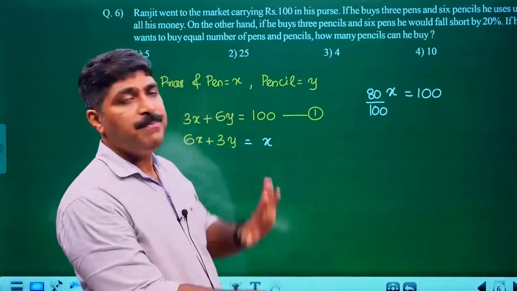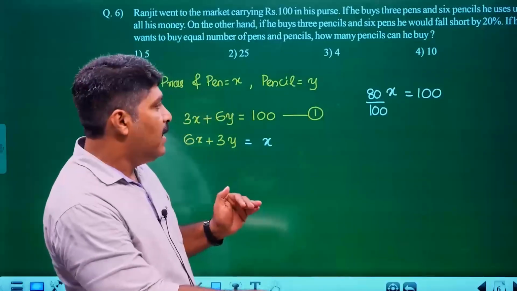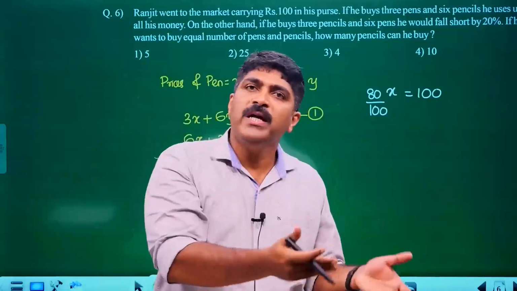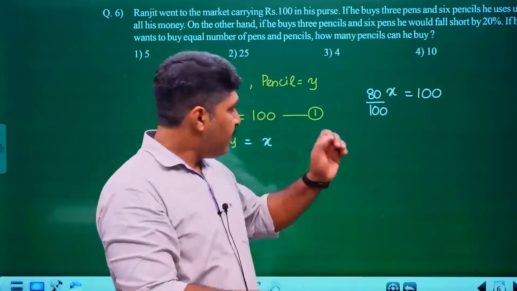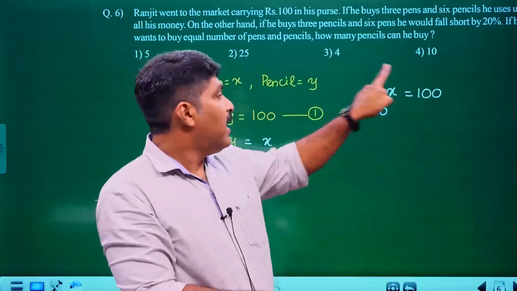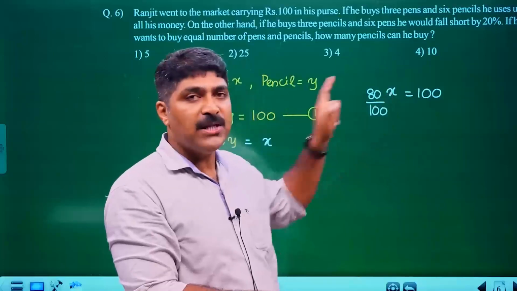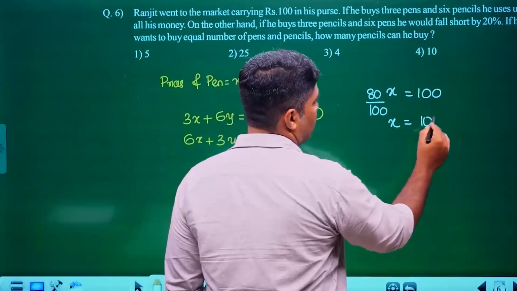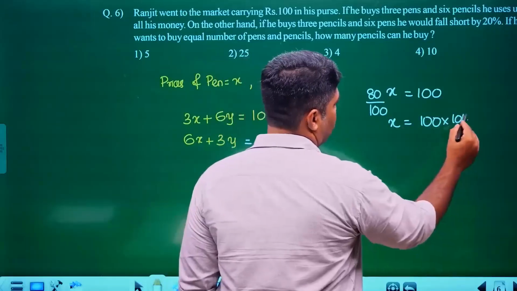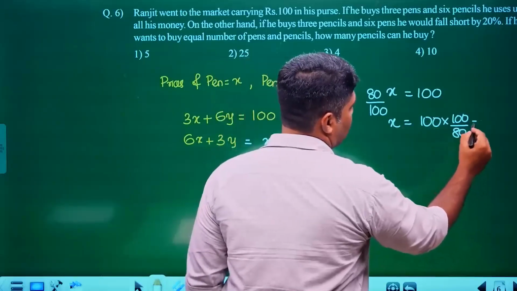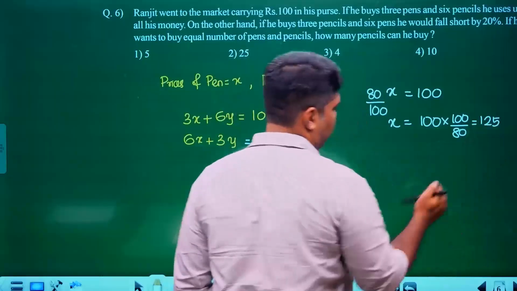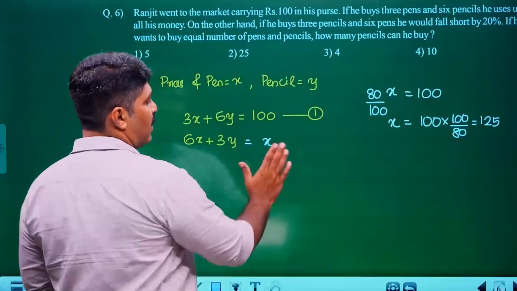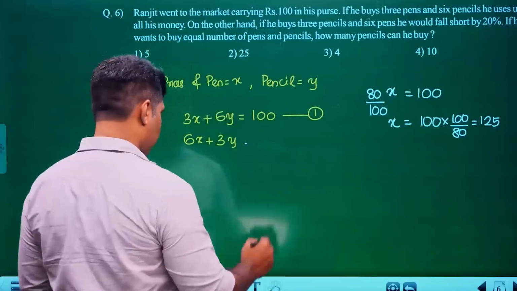Because we actually need X rupee, but we don't have the extra 20% of that requirement because we have only 100 rupee. So that means this 100 rupee is 80% of the actual requirement. Therefore, what is the actual requirement? It is 100 into 100 by 80, which is equal to 125. Got it? So this is 125. So here we can consider this value, that is 125.